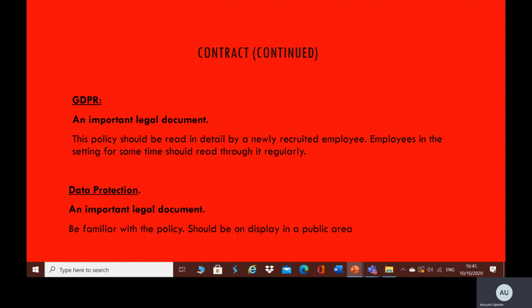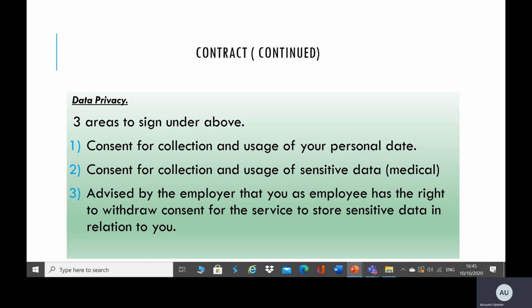So in the data privacy policy, in the contract, you may well be asked to sign three areas. In my contract with my employees, I have three separate areas. When you are handing up your assignment and your essay on this, you can actually do it exactly as I have it here. Three areas to sign under the contract, under data privacy. One: the employee is giving the manager permission for collection and usage of their personal data.